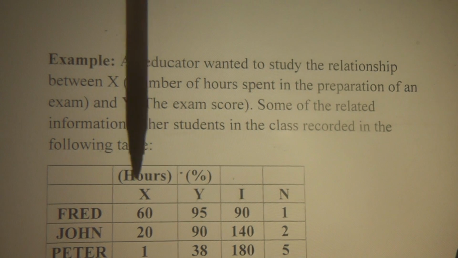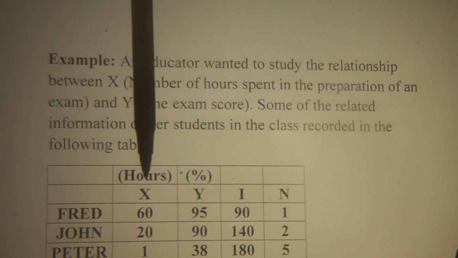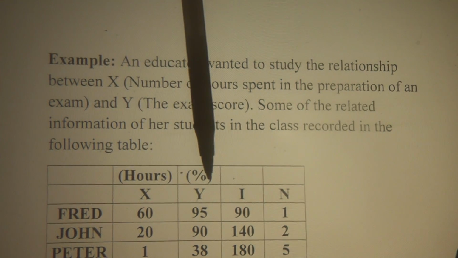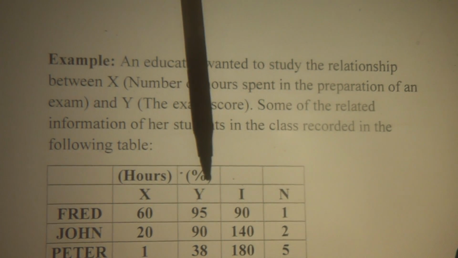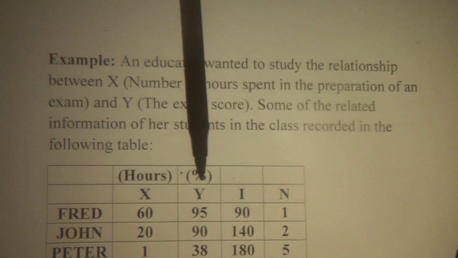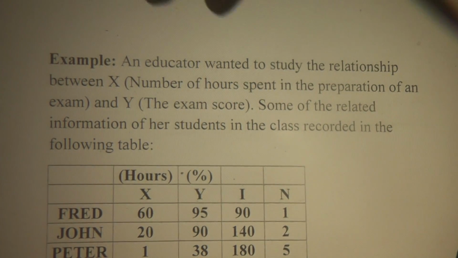So in our case, X is the independent variable, or you call it the explanatory variable. Y is the dependent variable, or you can also say this is the response variable. Okay?